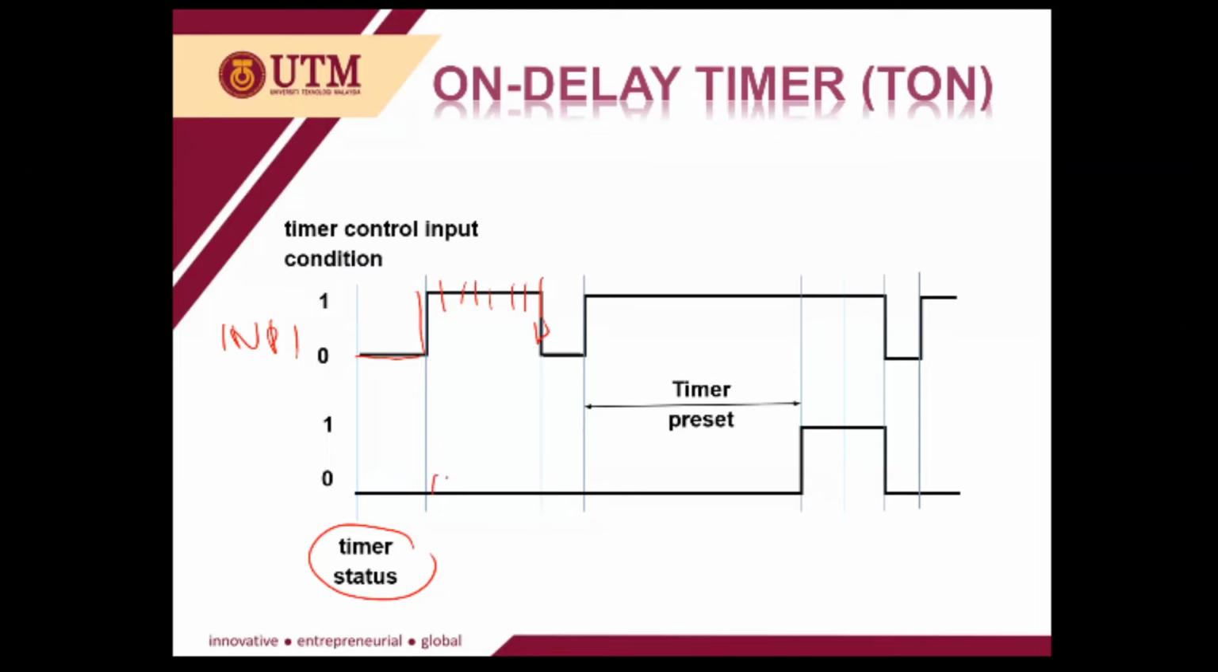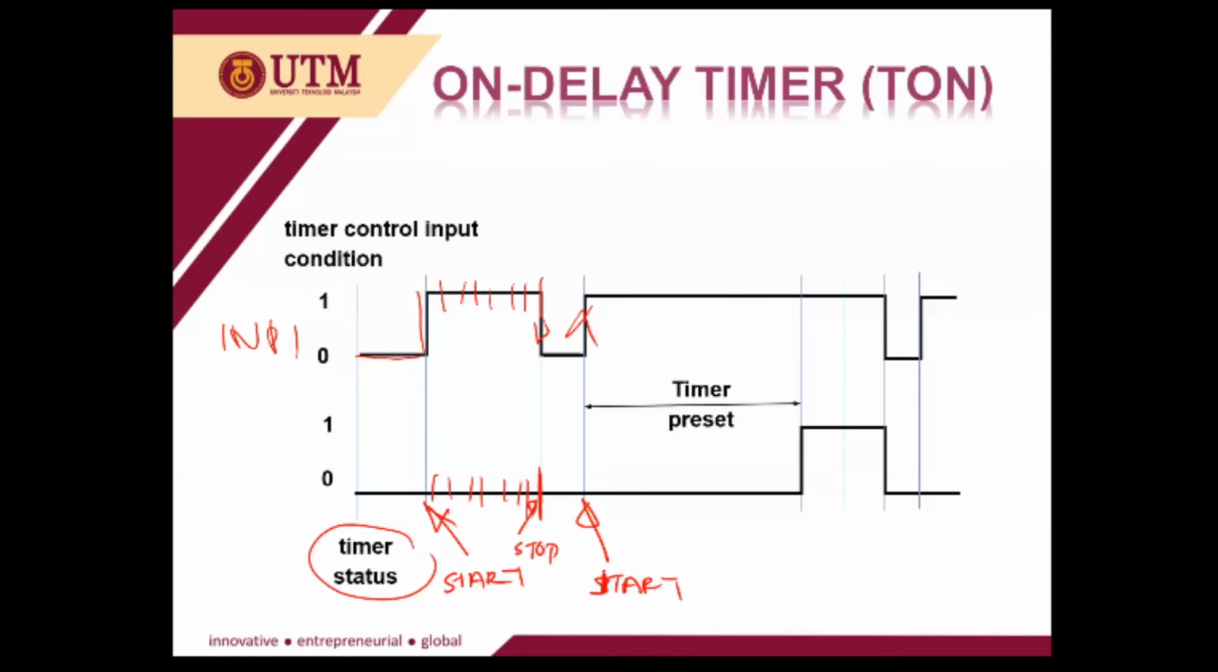The timer starts counting until here, when you release, it will stop. When you press again, it will start back from 0, starting from 1 over there. Okay? 1, 2, 3, 4, 5. Okay, it starts here. Here it will stop. Here it will start again.